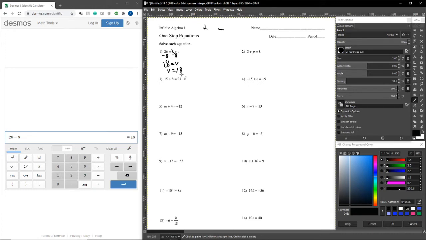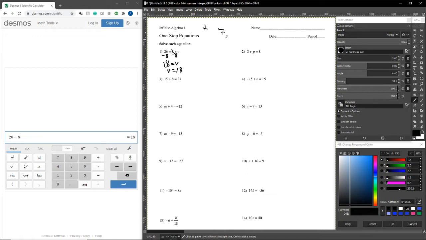Okay, let's try another one, but this time let's look for a different operation. Number 3 is still adding. Look, we're adding 15 to b, and we already know that we should just take away that 15. Over here, we're adding 4 to that m, so we know we should just take away that 4. But here's something different in number 7. In number 7, we're subtracting 9 from that m.